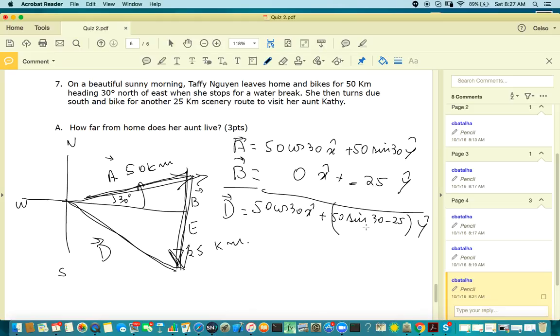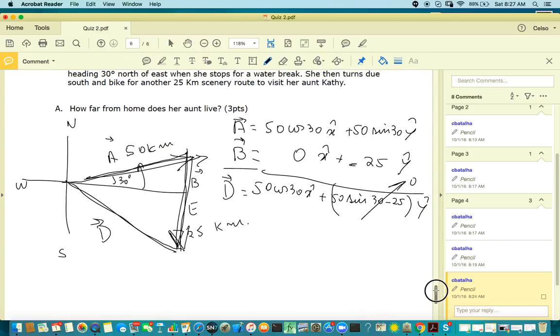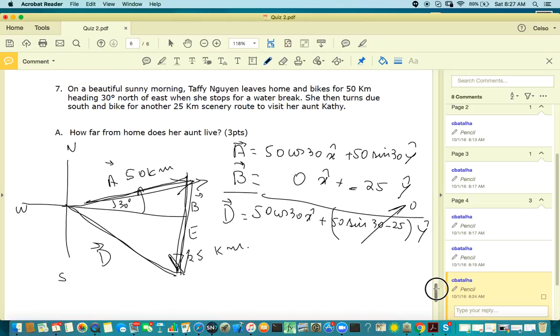But sine of 30 is half, so this is going to be 0. How interesting. So it's going to stop right here. How far from home the aunt lives is 50 cosine of 30 in the x direction, due east, basically. For an extra bonus, determine the direction of the aunt's house with respect to hers. Well, yes, 50 cosine of 30. So that's it.